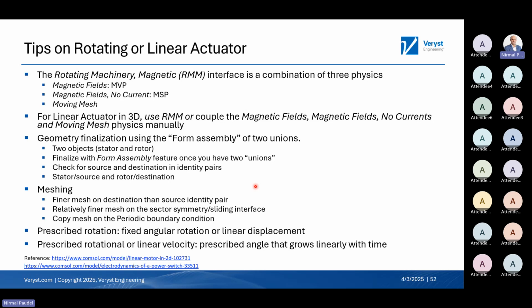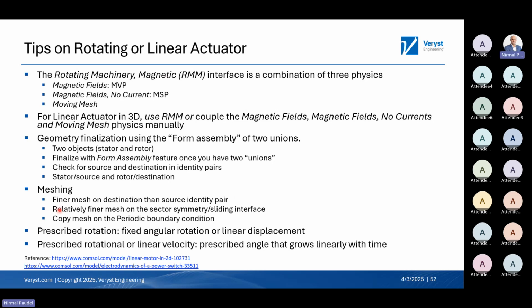Since the identity pair or that kind of coupling is not supported for the vector formulations, you have to have some kind of magnetic scalar formulation on that interface. So that's where you either couple magnetic field no current physics with the magnetic field physics and manually do it, or use the already built-in coupling in RRM. Even though the name is rotating machinery, it will support linear motion as well by moving mesh features. So that's how I usually do it for more complex actuator or linear machine design. I hope that answered your question.